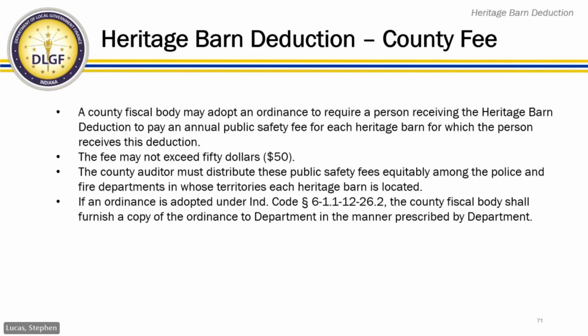Next slide. Now, even with the deduction, the county council may adopt an ordinance to require a person receiving the deduction to pay an annual public safety fee for each Heritage Barn for which the person receives the deduction, up to $50. The auditor must distribute public safety fees equitably among police and fire departments serving the area where the barn is located, and the DLGF must also receive a copy of the ordinance imposing the fee.